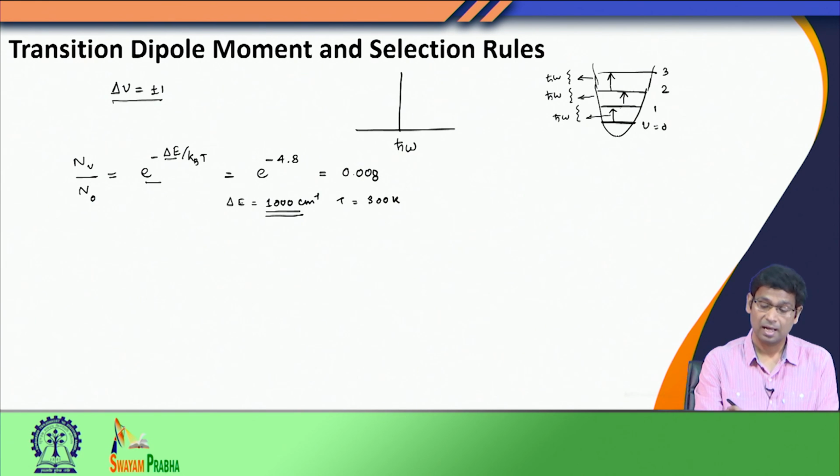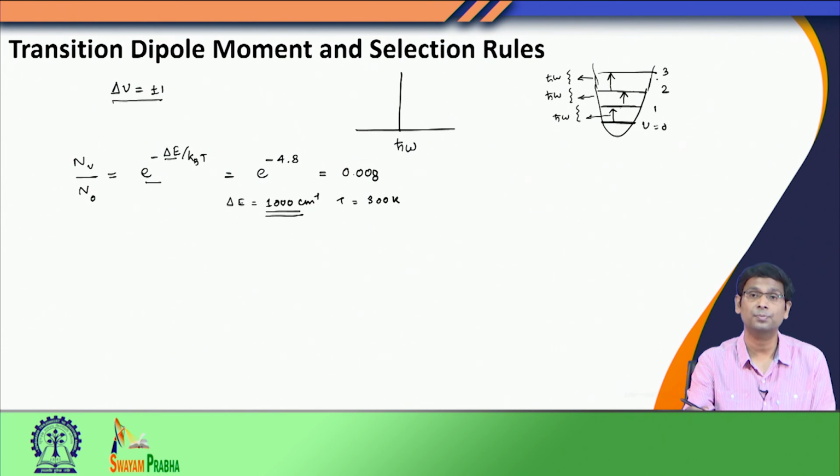So, very few molecules are present at the v equals 1 level, and if I go to v equals 2, the energy becomes 2000 wave numbers. You would see that this number becomes 10 to the power minus 6, or at least of that order, and as I go to higher and higher energy levels, the population of these higher levels becomes very, very low. So, for practical purposes, v equals 0 is the only populated state. All other higher vibrational levels are barely populated, so we can ignore them.